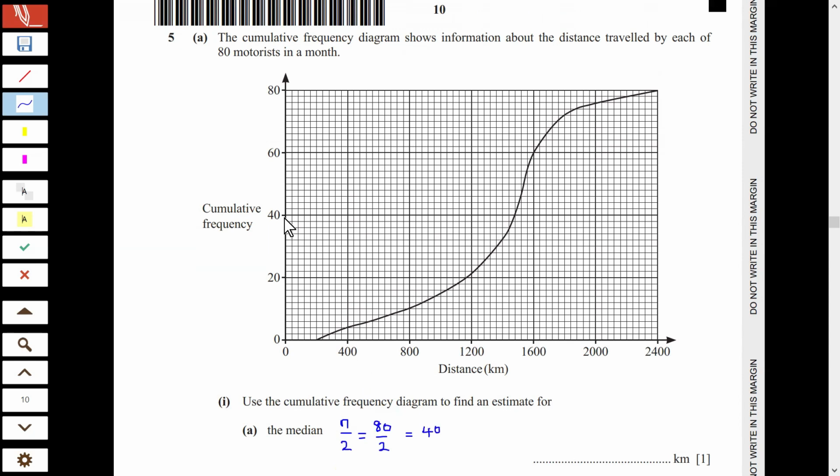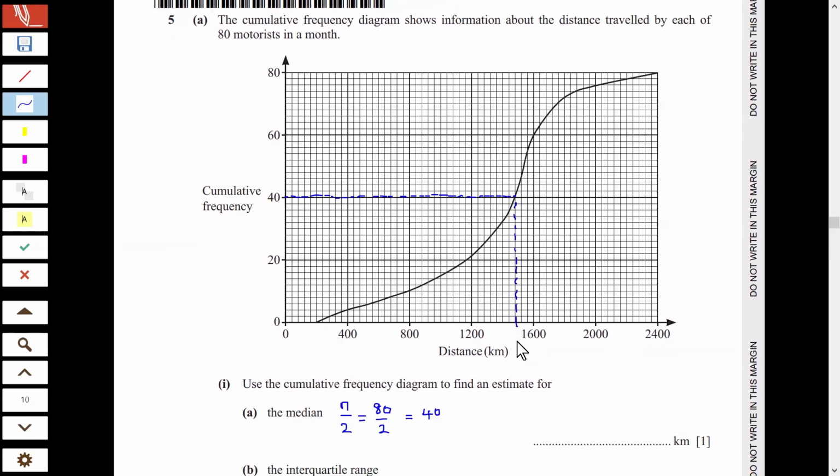So I'm going to trace 40 on the cumulative frequency graph. We're going to trace the point 40 to the curve. And when it gets to the curve, we'll have to trace it down. At this point of intersection here, we'll trace it down gradually, like this to this point. Now we can take our reading from the x-axis.